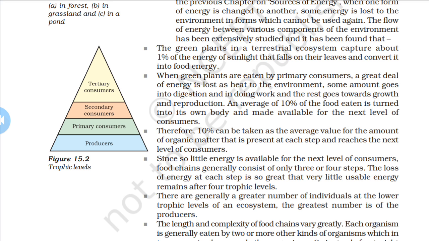So these are the trophic levels: first, second, third, and fourth. In the first trophic level, producers, that is autotrophs. In the second, primary consumers, that is herbivores. In the third, secondary consumers, that is small carnivores. And in the fourth, tertiary consumers, the large carnivores.